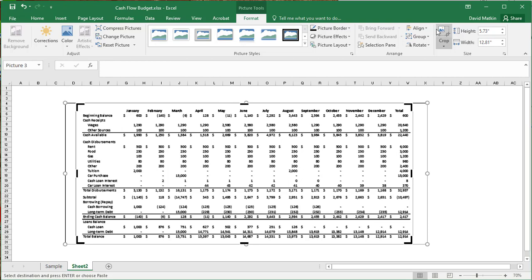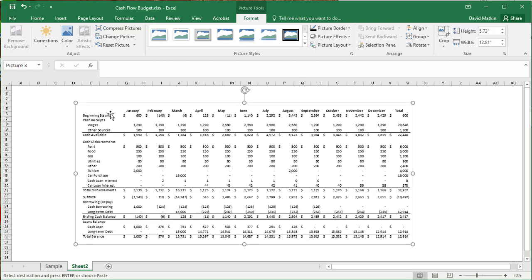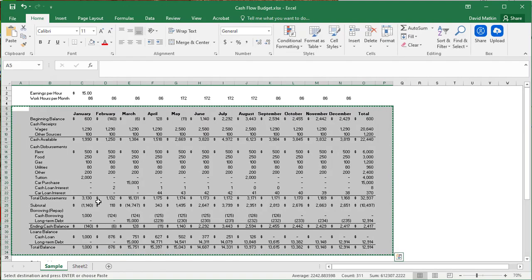Maybe the font size needs to be changed, or the font type needs to be changed. You cannot make all those changes on the picture. You'll have to go back and make all those changes here and then copy and paste again. But that's how to deal with the formatting.